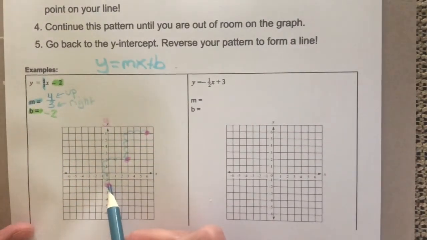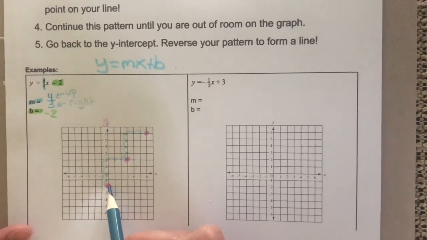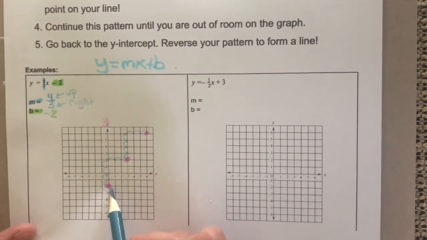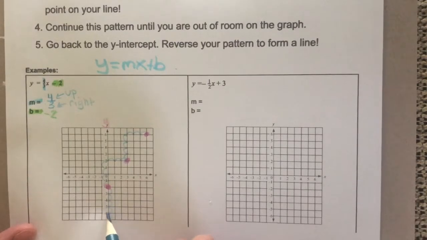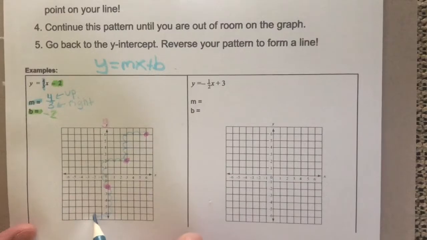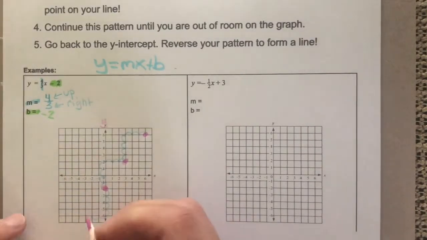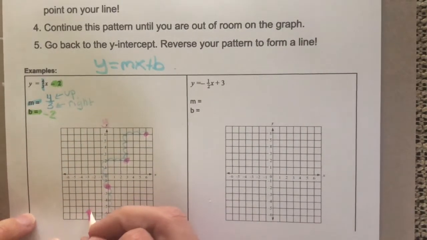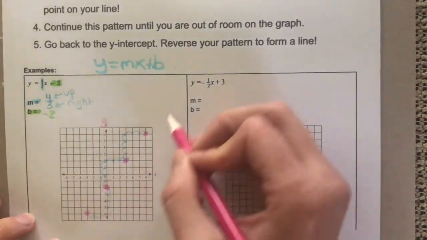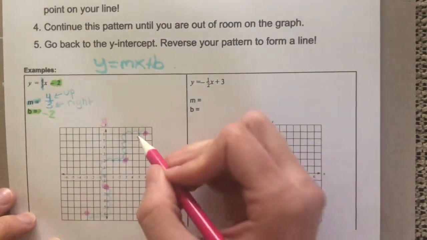Then the opposite means I have to go down 4 and left 3. So down 4, 1, 2, 3, 4. And this time we're going to move left 3, 1, 2, 3. And you'll know you did this right because the point that you plot should still be in line with the other points you have on your graph.